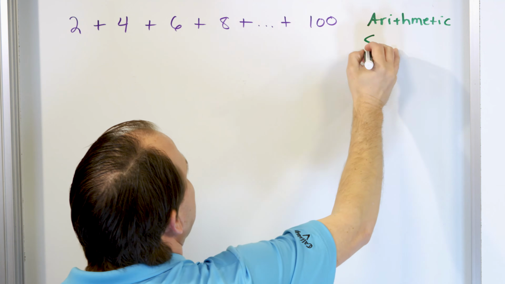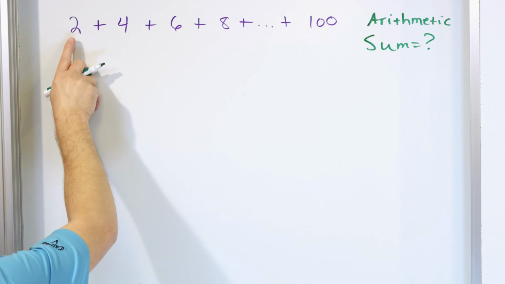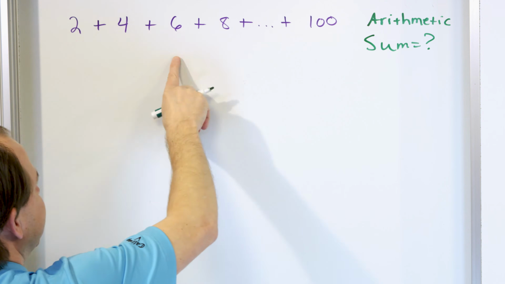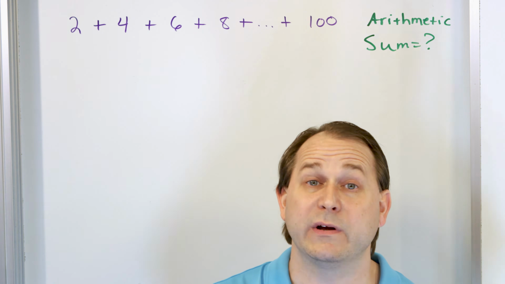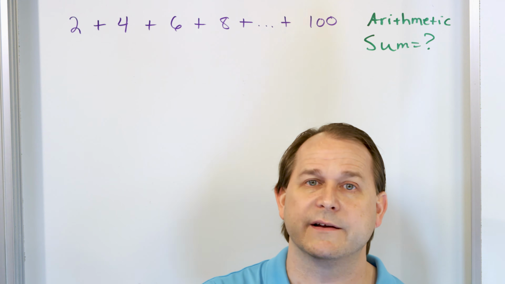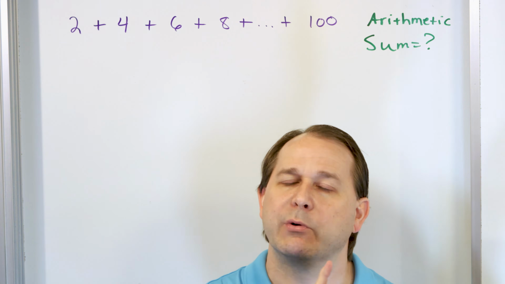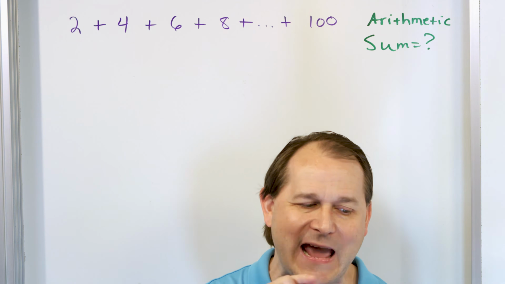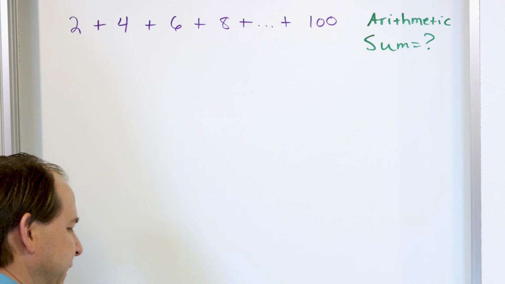But what we want to do is figure out what is the sum of this arithmetic series. Now, obviously, I could grab a calculator and go 2 plus 4 plus 6 plus 8 plus 10 plus 12, and so on, all the way till I get to 100. It's going to be a big number, and I'm going to be pressing plus a bunch of times. We don't want to do that. We want to figure out an equation that will let me calculate the sum without actually adding up all of those terms.